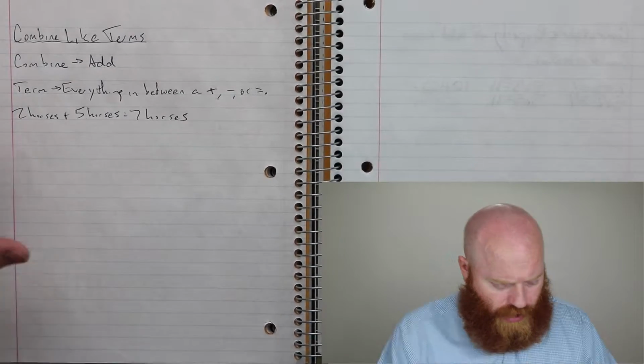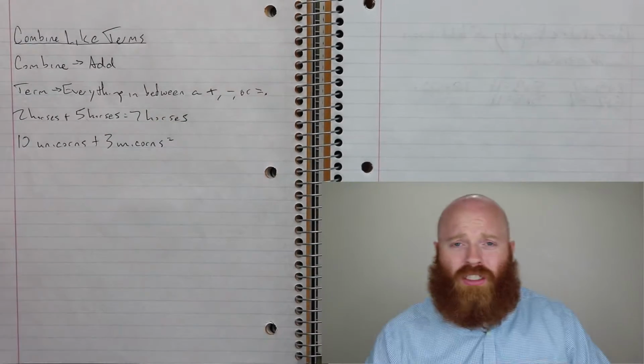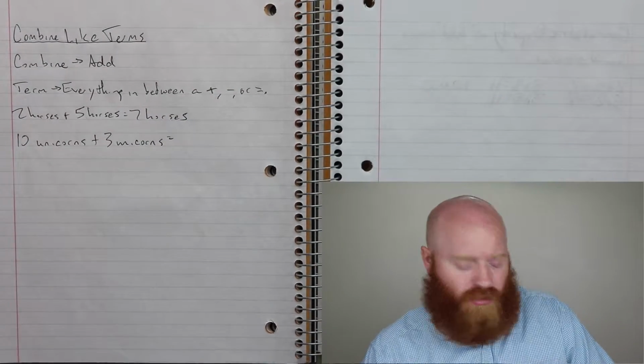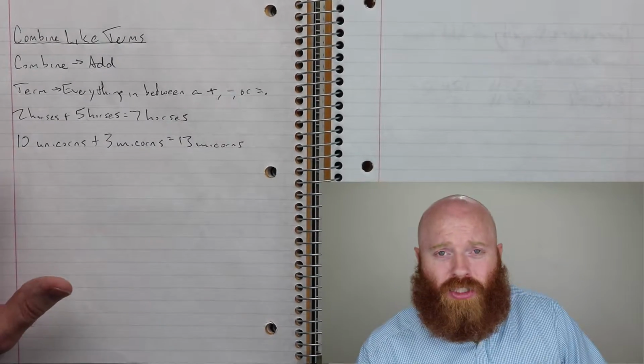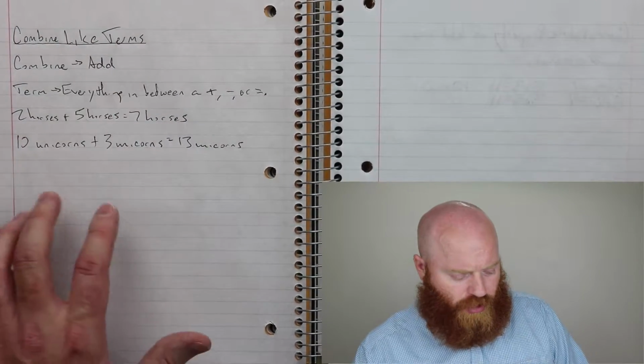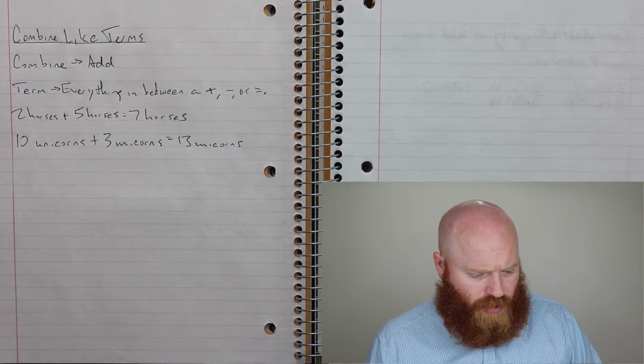Okay, what about, let's say I got 10 unicorns plus 3 unicorns. What's 10 unicorns plus 3 unicorns? 13 unicorns. I ain't got to explain that to you. Combining like terms just means add the numbers and keep the term the same.